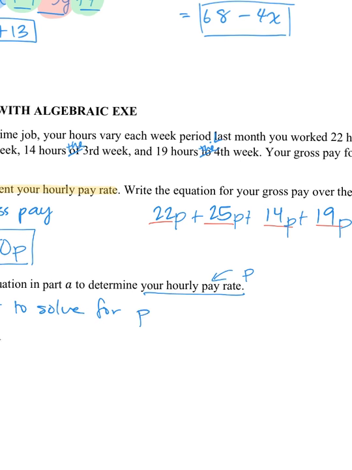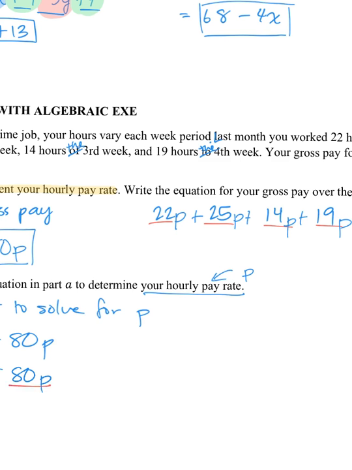So here's my equation, G equals 80p, but right now we have two variables. That's not helping us. Do I know what my gross pay was? Because G is my gross pay. Do we know what that was? Yeah, we do. It was $960. So we can go ahead and substitute that in. So we can take that out and we'll substitute $960 equals 80p. And now we can solve for P.